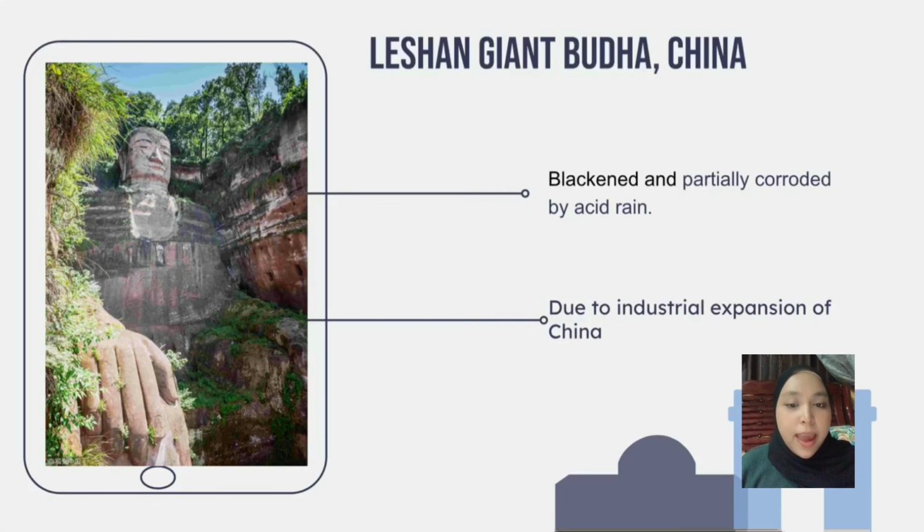Lastly, the Leshan Buddha in China, which is the giant statue which has now been blackened and partially corroded by acid rain. The structure is made of sandstone, which is vulnerable, but recently the government has tried to protect the statue by shutting down any factories and soot-creating plants nearby. Although this has helped, it does not protect the statue from the inevitable acid rain caused by the industrial expansion of modern China.